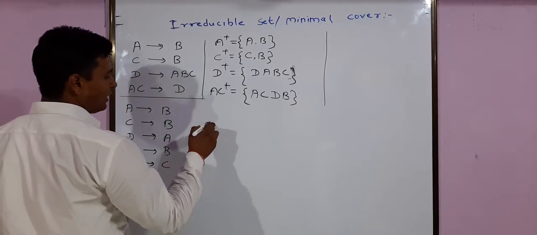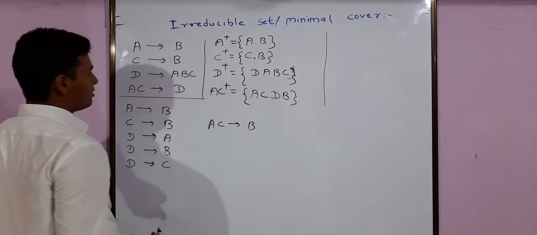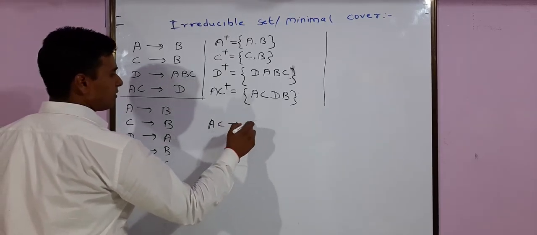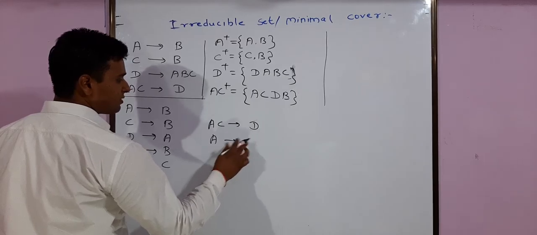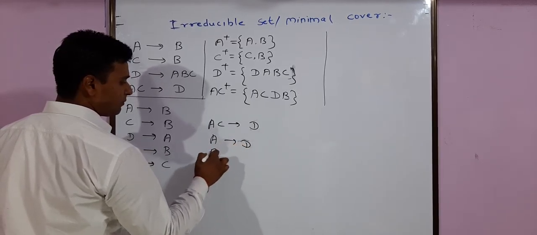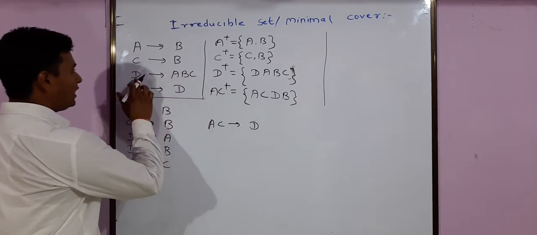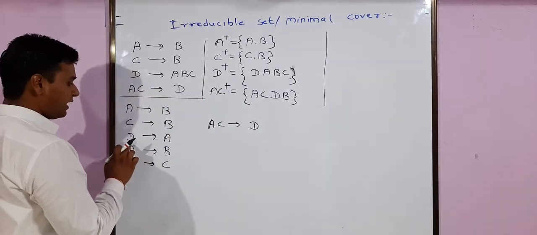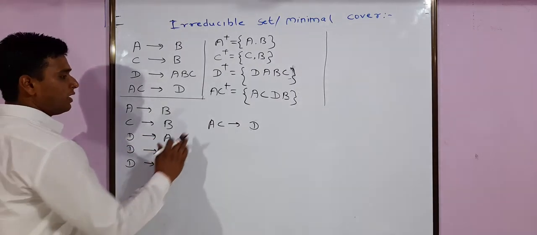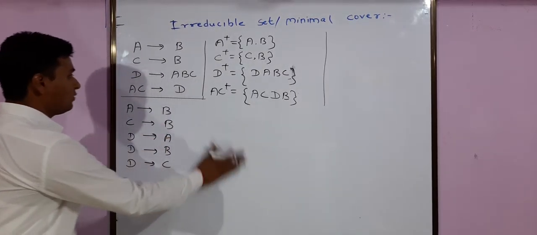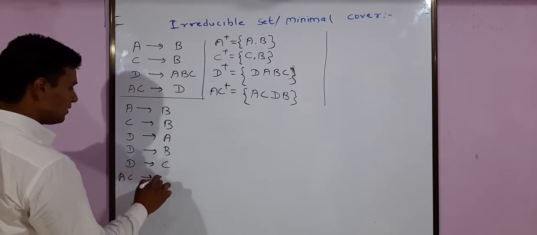Remember, we cannot write down, suppose AC determines B is one of the functional dependency, or here AC determines D is one of the functional dependency. So we cannot split like this, A determines D and A determines C. This is wrong. But if we have D determines ABC, then we can make it D determines A, D determines B and D determines C. Now understand this example. So we have converted, and lastly we will do with AC determines D.